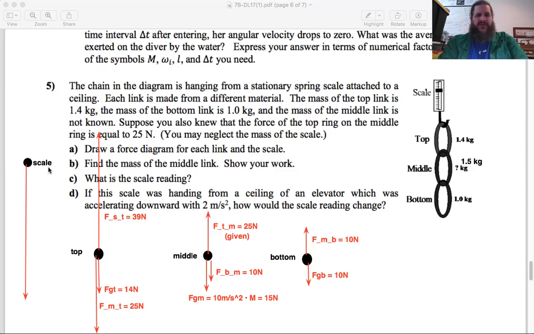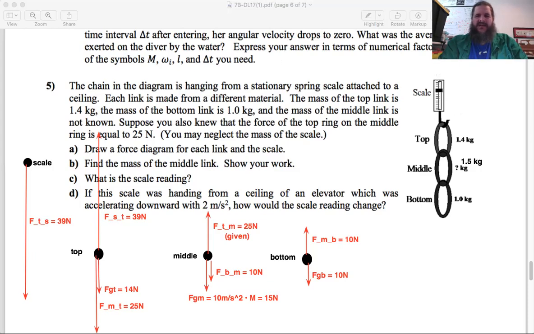You've got the force of the scale pulling the top link up with 39 newtons, and you've got the force of the top link pulling the scale down with 39 newtons of force also. So those would be a third law pair that we need to include. But again, the scale is not falling either. So what's holding the scale up?